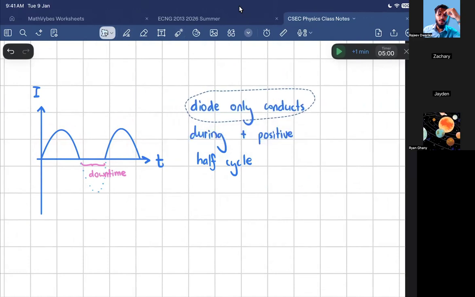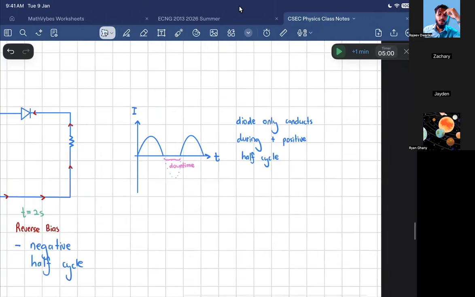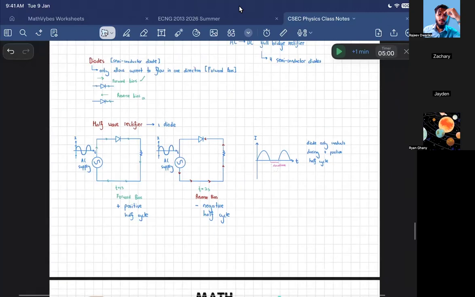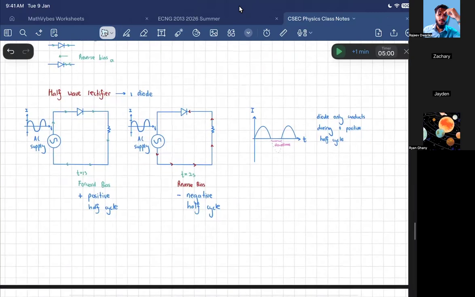So, Zachary, are we conducting the full cycle or only half of the cycle? Only half of the cycle. Yeah, so would you say that's efficient or inefficient? Inefficient. What about the rest of you? Would you also say that's efficient or inefficient? Inefficient. Yeah, that's definitely inefficient, right?